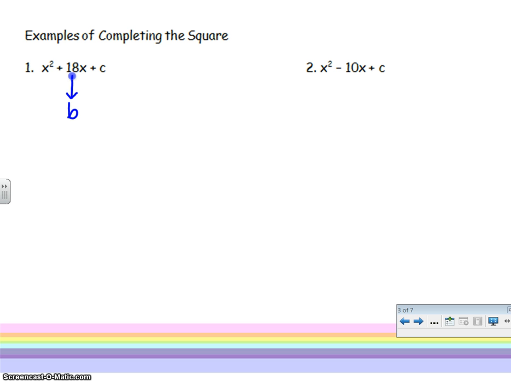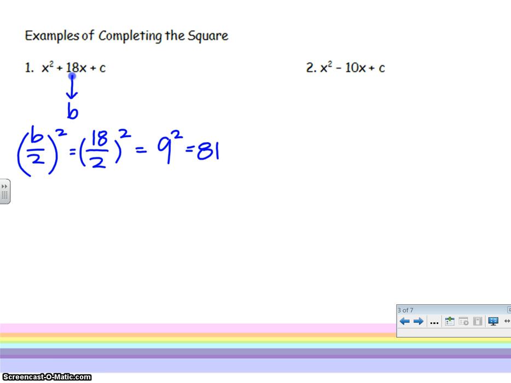So 18 is our value for b. So what we're going to do is 18 divided by 2, and we're going to square that. The parentheses are helpful if we have a negative number, that way we can keep track of things. And so the number we're going to use to complete the square is going to be 81. So now our completed perfect square trinomial is x squared plus 18x plus 81. And hopefully we recognize then that this will factor to x plus 9 quantity squared, or x plus 9 times x plus 9. But we're going to write it like this, and we'll talk about that in a little bit here. Let's look at number 2.